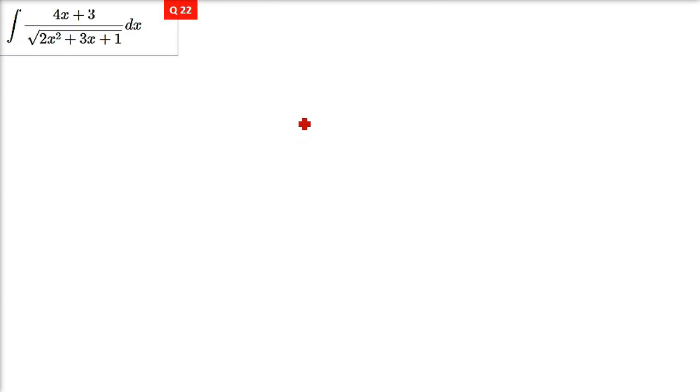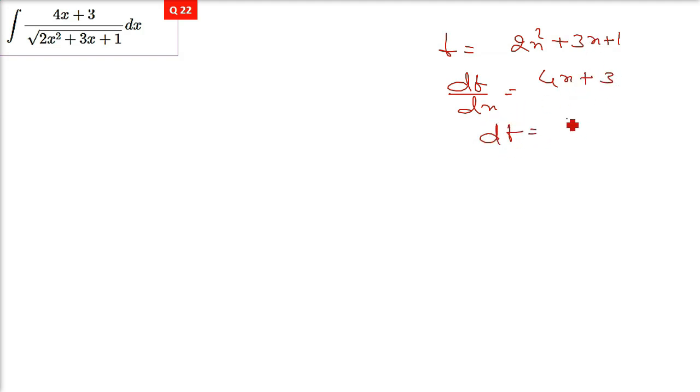Now on the background of the question we just saw, 2x square plus 3x plus 1, this is a ditto copy of the previous one. 2x square plus 3x plus 1. If you equate it with t, dt by dx is going to give you what? 4x plus 3. I'm differentiating it. dx goes on the right hand side, so it will form dt equals 4x plus 3 into dx. So the whole numerator is going to be dt.